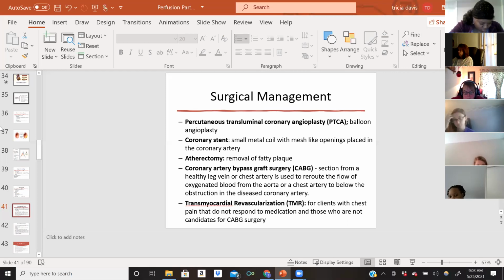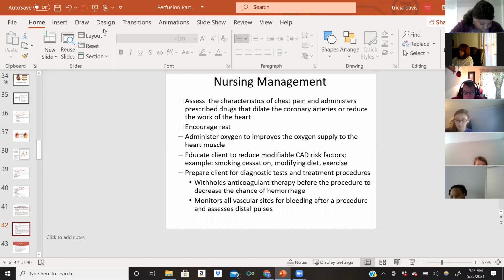We can also do a transmyocardial revascularization, a TMR. This is for clients that have chest pain that don't respond to medication and for patients who are not candidates for CABG therapy, surgery. So nursing management, what are we going to do as the nurse? Well, we're going to make sure when we're doing our assessment, we're looking for those characteristics of chest pain. Tell me more about your chest pain.